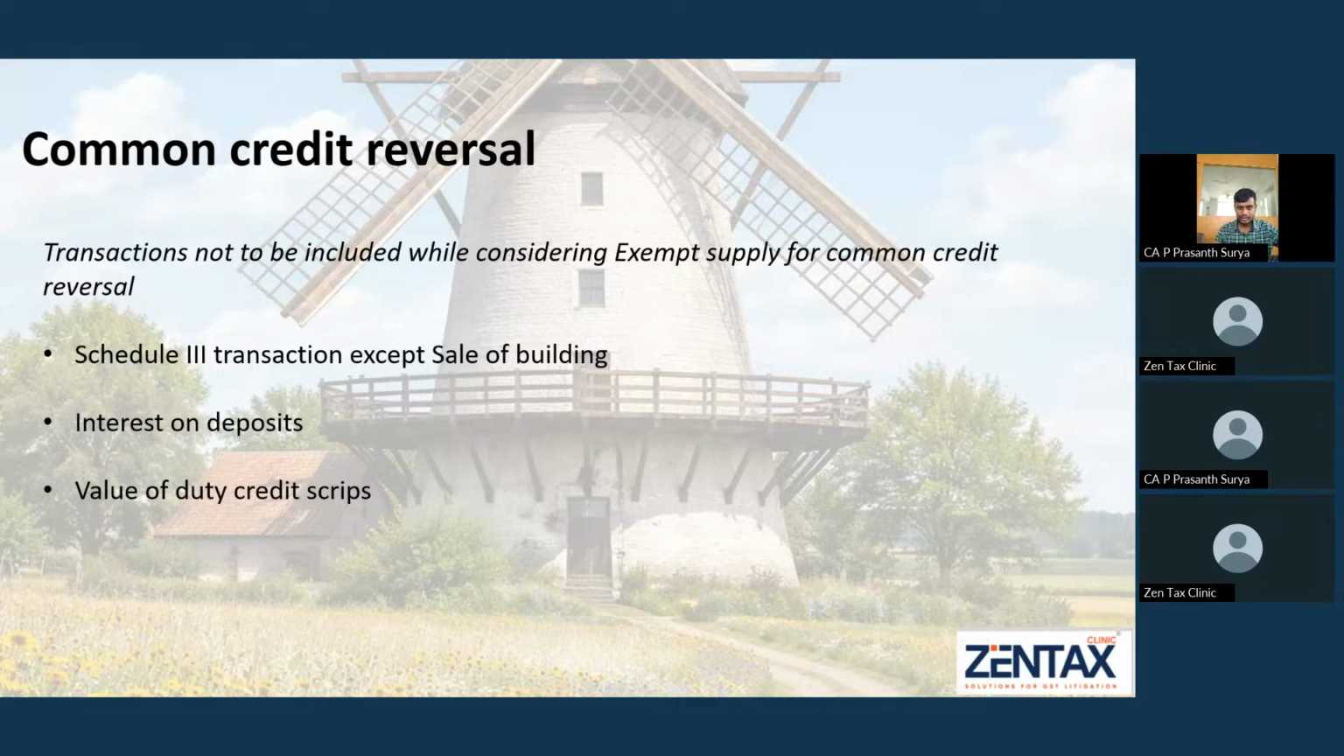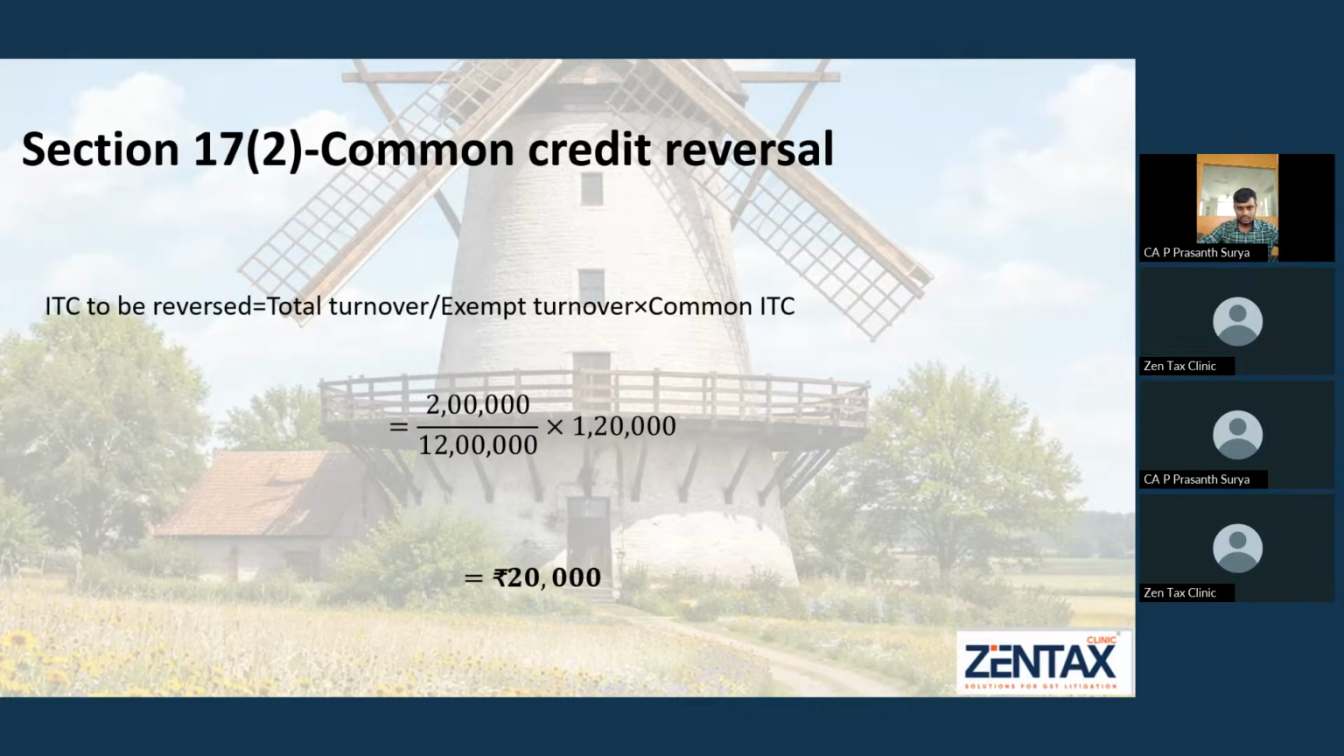So this is the formula: 2 lakh divided by 12 lakh into 1,20,000. So 20,000 is the ITC which we should reverse via GST 3B. This we should be very careful upon while doing the common credit reversal calculation.